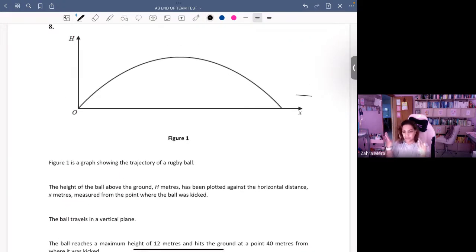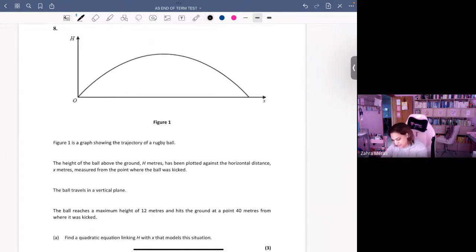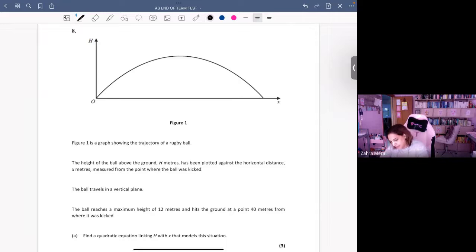Okay, question 8. We have a graph. We want to come up with the equation. Yes, it looks like a projectile. Yes, because projectiles are quadratics. But no, it's not mechanics. It was in your exam, so look at it carefully.